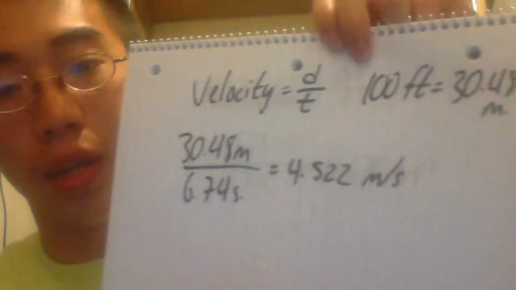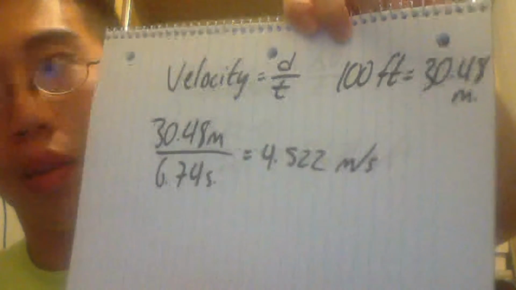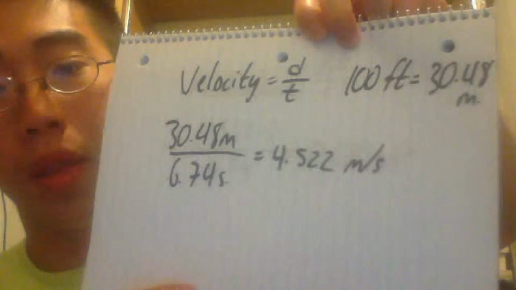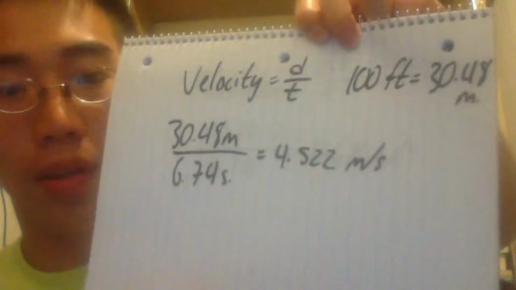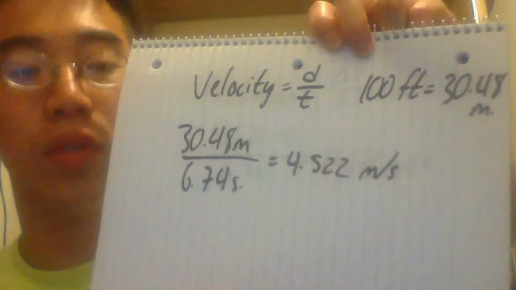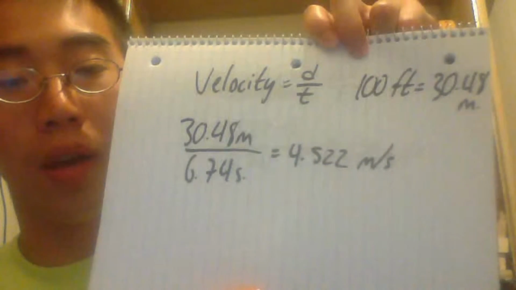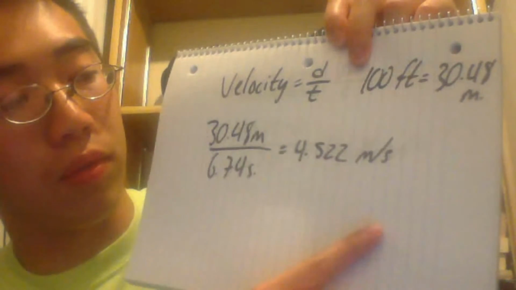So first off, for our first set, we did velocity, which is d over t again. I skipped over a distance of 100 feet, and that turned out to be 30.48 meters. And so 30.48 meters divided by my time to skip that distance, which is 6.74 seconds, turned out to be 4.522. And then don't forget labeling meters per second.